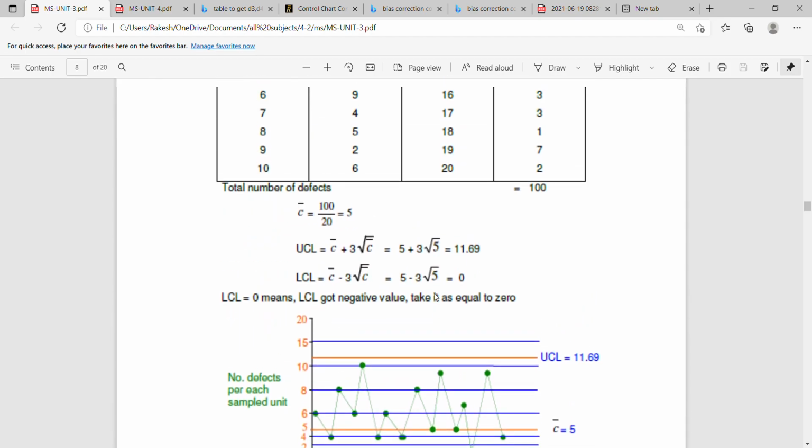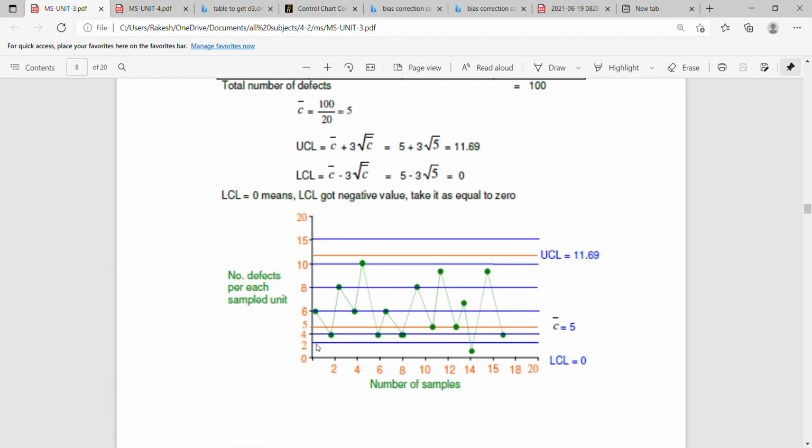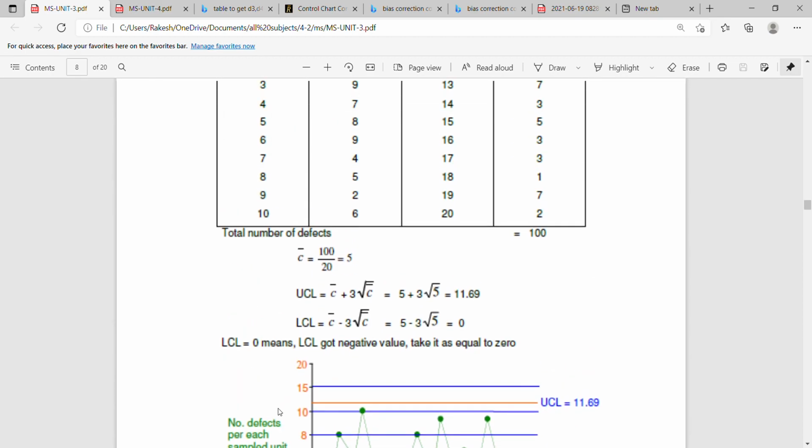And coming to the graph, here this graph is wrong, and I will explain, just listen. Take number of samples on the x-axis. Here there are 20 samples. You can take 1 2 3 4 5 6 7 8 9 10 up to 20, or 2 4 6 8 up to 20. And coming to y-axis, you have to plot the defects.